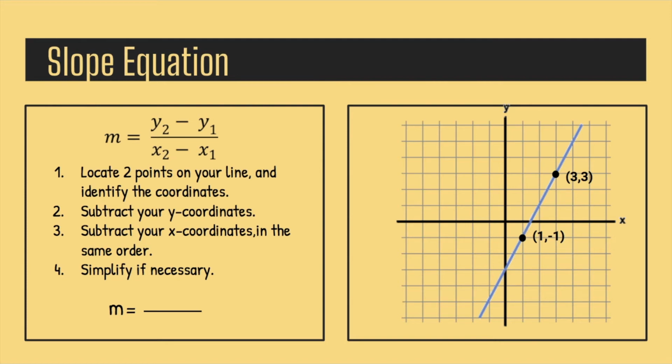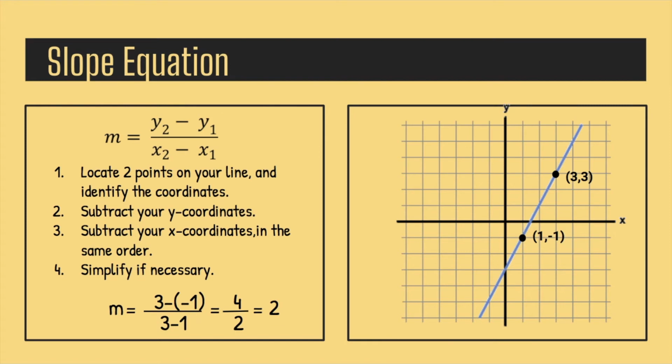And let's go ahead and make 3, 3 our x2 and y2. So let's first begin with subtracting our y coordinates, which are 3 minus -1. Now let's subtract our x coordinates, 3 minus 1. Now let's simplify. We have 4 over 2, and that simplifies down to 2.